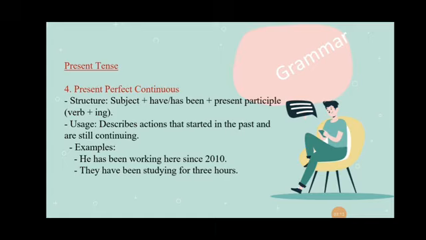Other examples like they have been studying for 3 hours, or she has been cooking and the kitchen smells great. This is an action that happened recently, a stopped action, with the present result.